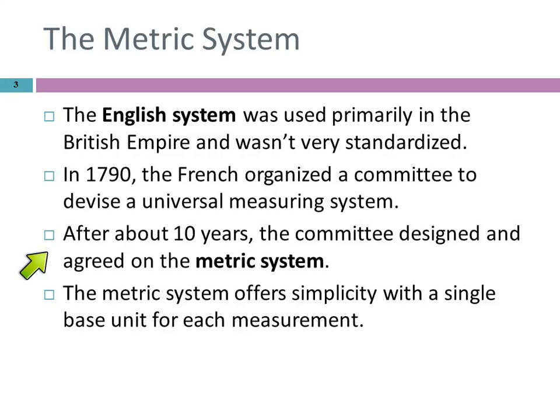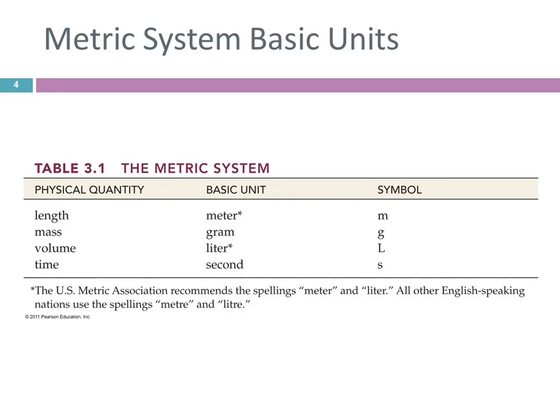And the metric system really is a much better system than the English system. It's very simple. There's a single base unit for each measurement, and we use prefixes to change the sizes. So here are the basic units for the metric system. Length is measured in meters, mass is measured in grams, volume in liters, and time in seconds.